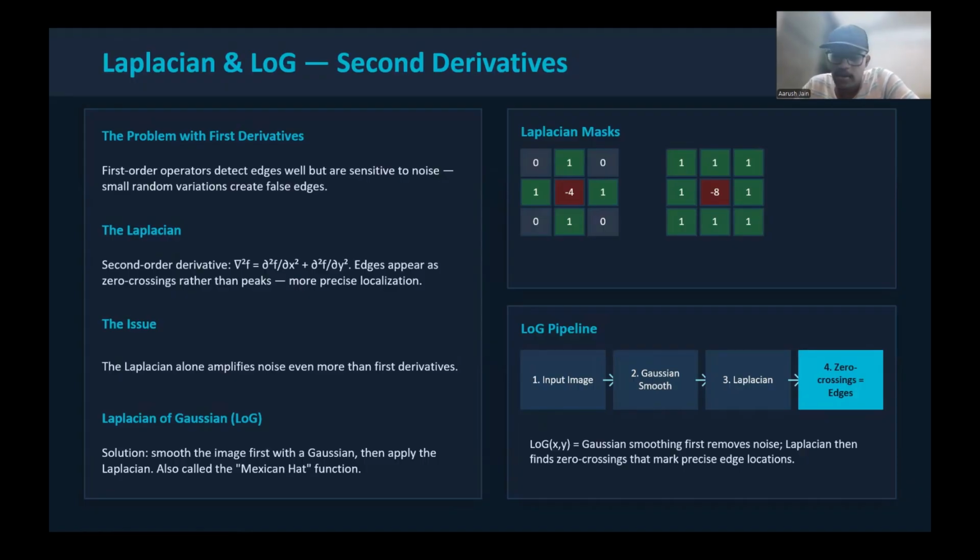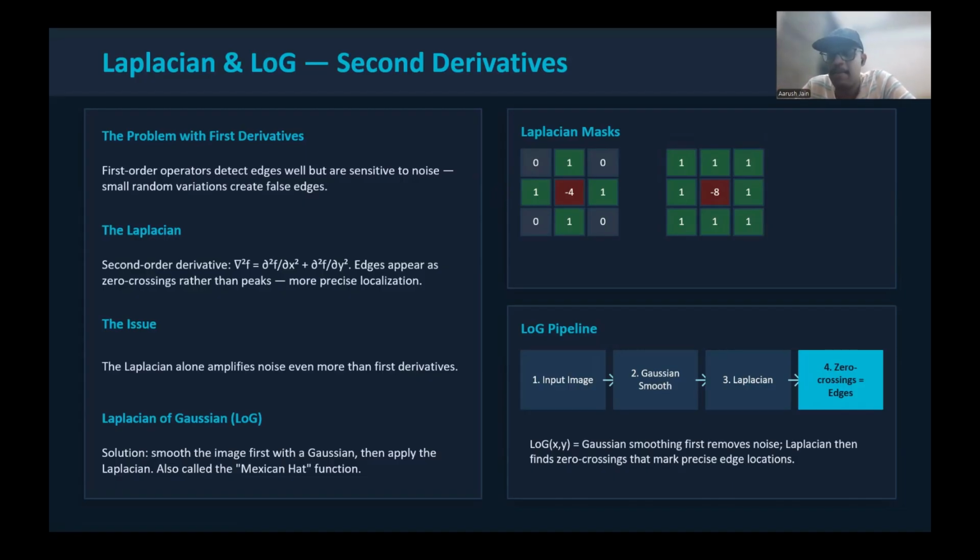The first-order gradient operators work well, but they have a fundamental problem, which is noise. Any small fluctuation in pixel values gets amplified and can be mistaken for an edge. So it brings us to a second-order derivative, the Laplacian. Instead of looking for peaks in the gradient, the Laplacian looks for zero crossings of the second derivative. At an edge, intensity rises very steeply, so the second derivative crosses from positive to negative through exactly zero. That zero crossing marks the precise edge location.